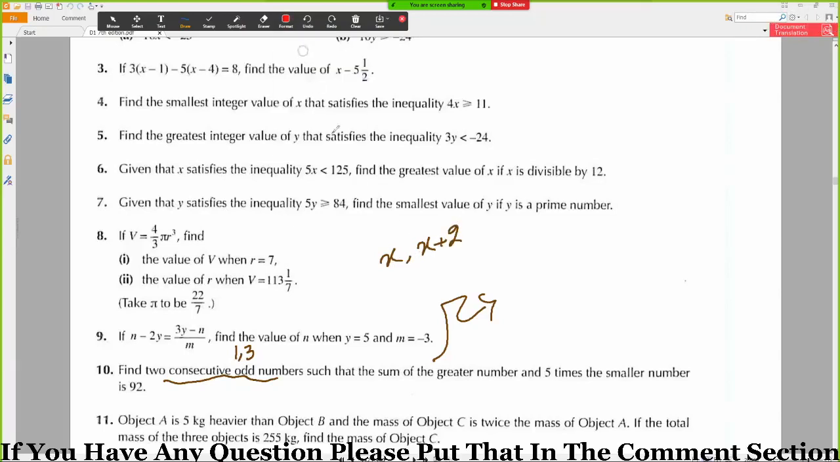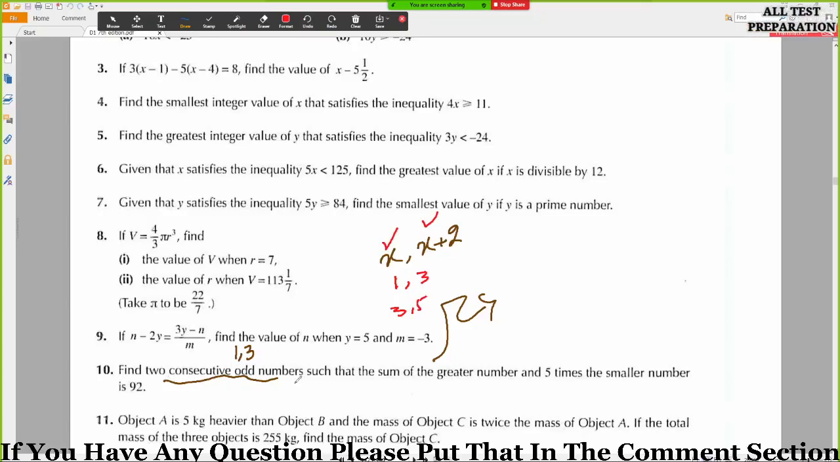How are these two the consecutive odd numbers? If you put the x value 1, then this will become 3. If you put the x value 3, then what comes after 3? 5 comes, consecutive odd number. So 3 plus 2 is 5. So yes, these two are the consecutive odd numbers.